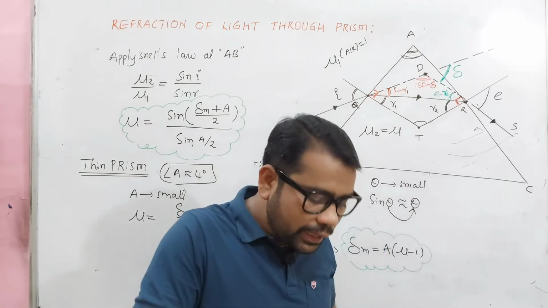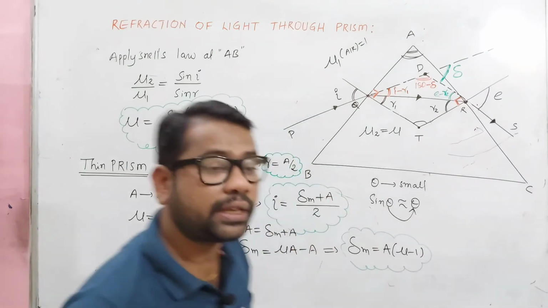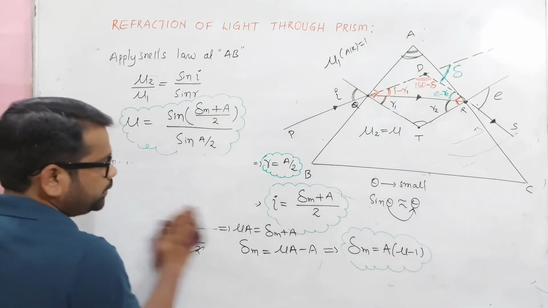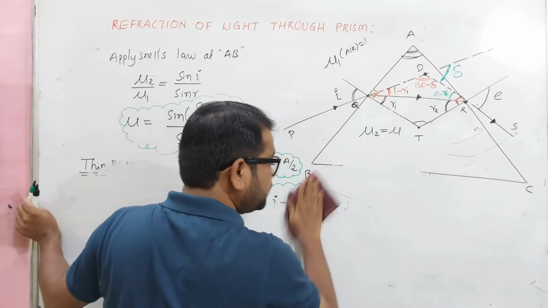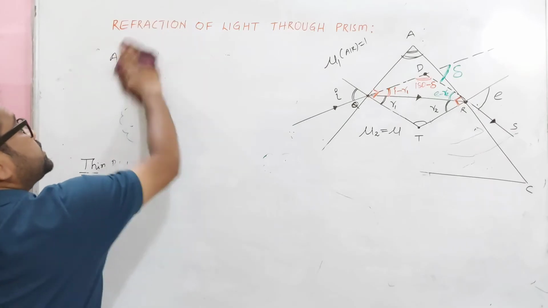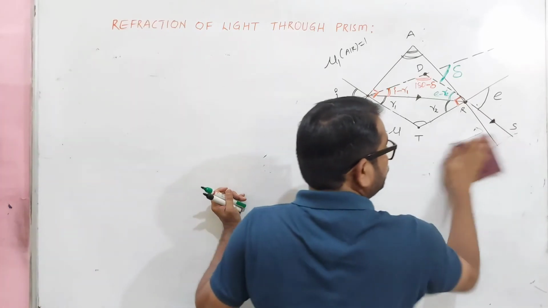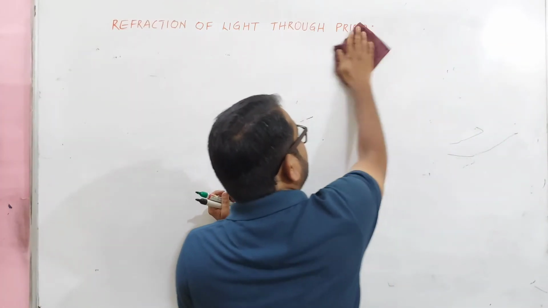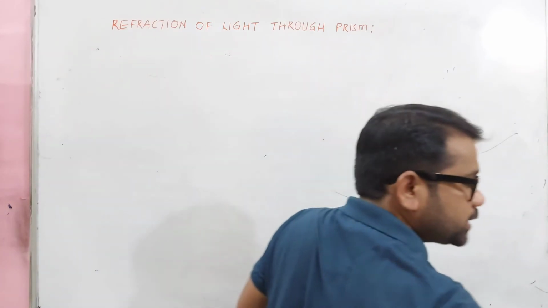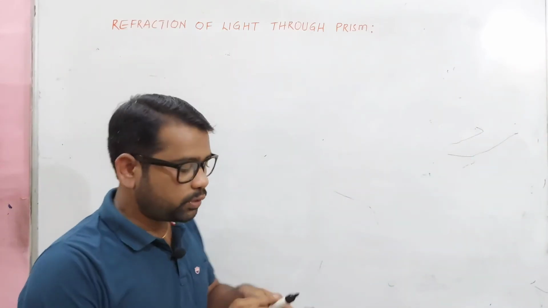let us discuss a very important thing: what is the difference between the two cases. When light passes through the prism, refraction is taking place. At the same time, when light passes through the glass slab also, refraction is taking place. But what makes a difference? Very important. Look here.